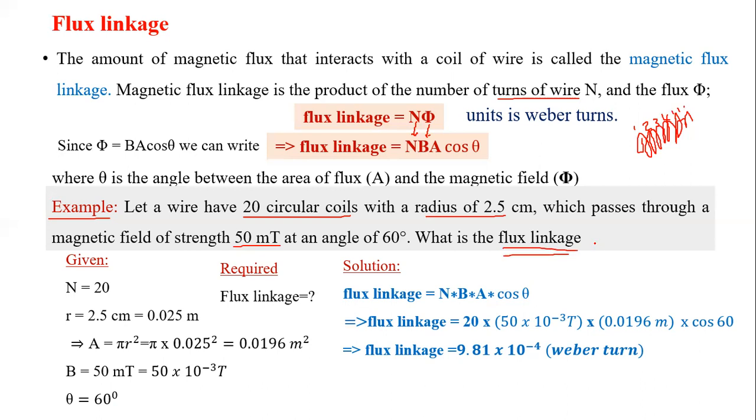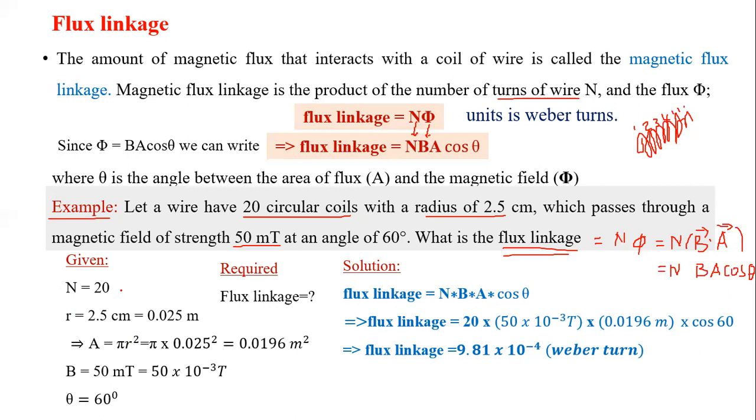The formula for flux linkage is equal to N times phi, which is N B dot A. B dot A is equal to B times A cos theta. So this is what we call flux linkage.